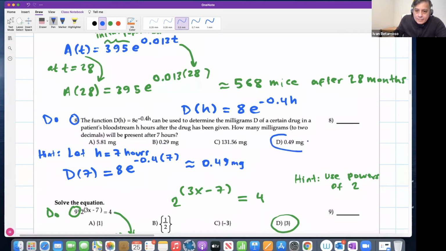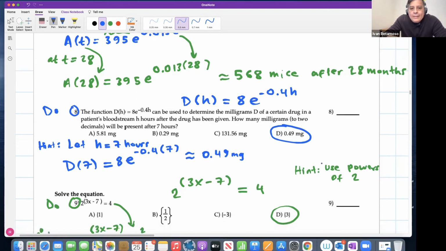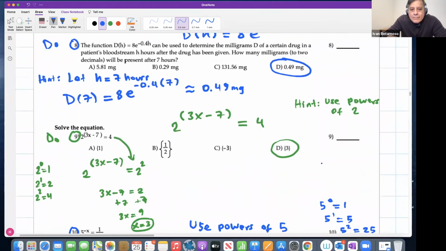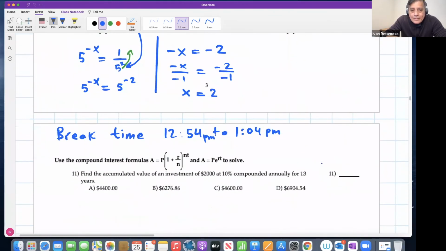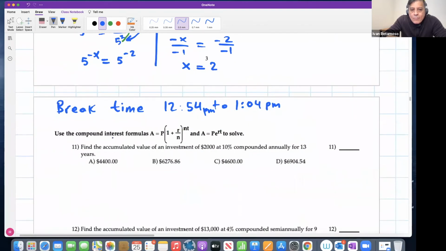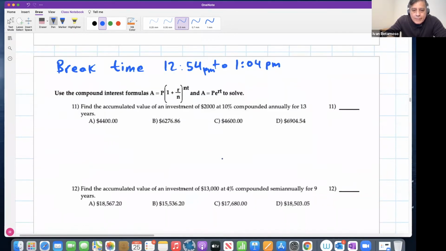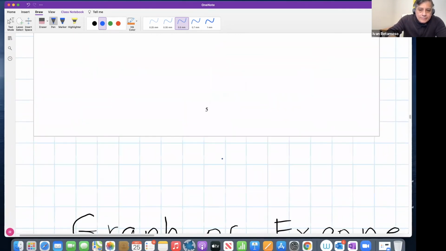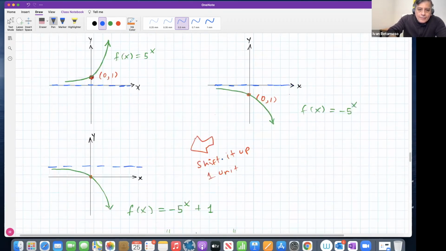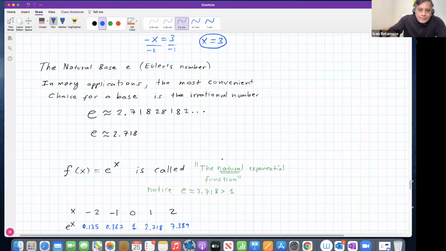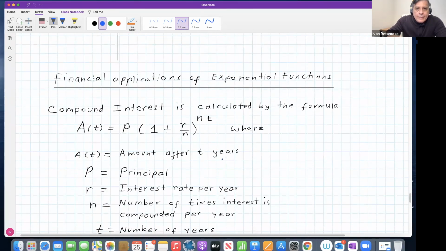So we're talking about this. Great, excellent. Now, let's see the application of this natural exponential function and exponential functions in general to calculate compound interest. Okay, there are two formulas that we're going to go through. So let me explain that to you. Let's go back to a lecture. Okay, so financial applications of exponential function.